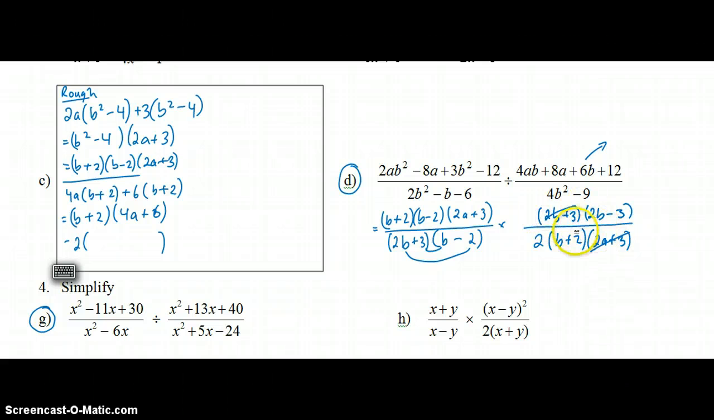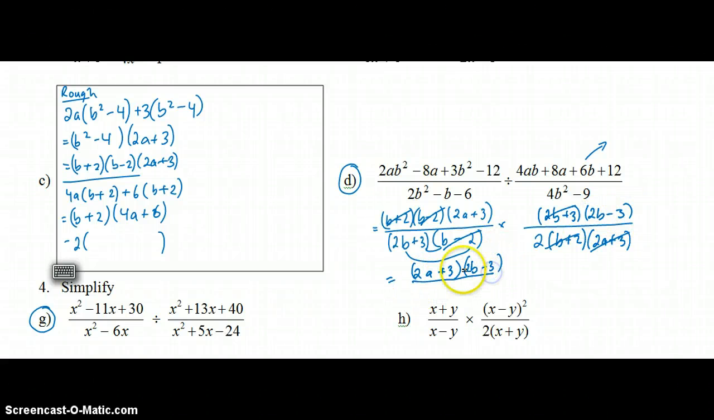2a plus 3 is cancel. b plus 2 is cancel. 2b plus 3 doesn't cancel. b minus 2 do. So 2a plus 3, 2b minus 3. Wait a second. 2b minus 3. Nope, made a mistake here.